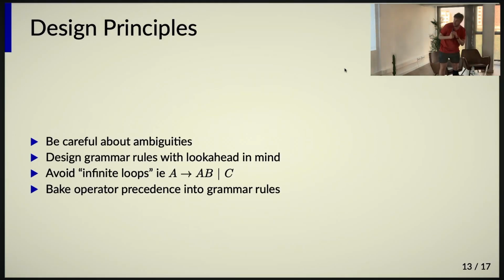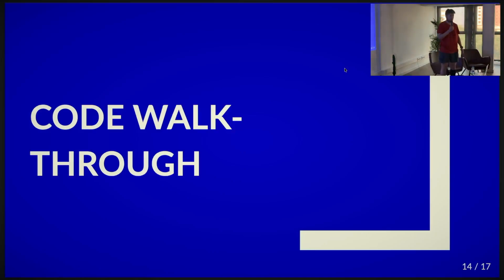Then you also want to avoid infinite loops. I mean, this is just a normal thing. You're going to see it if you ever implement it, and it's an easy bug to figure out. And like I mentioned, the operator precedence thing. All right, so let's walk through the code and hopefully make everything super clear.